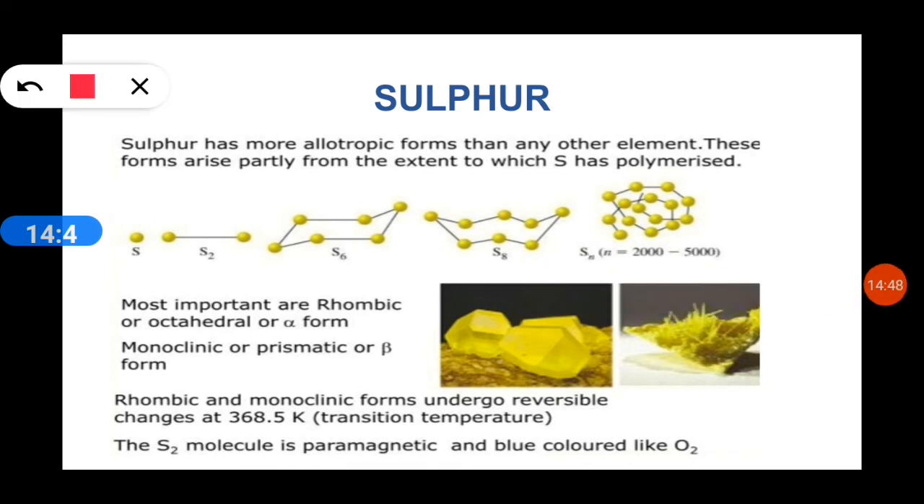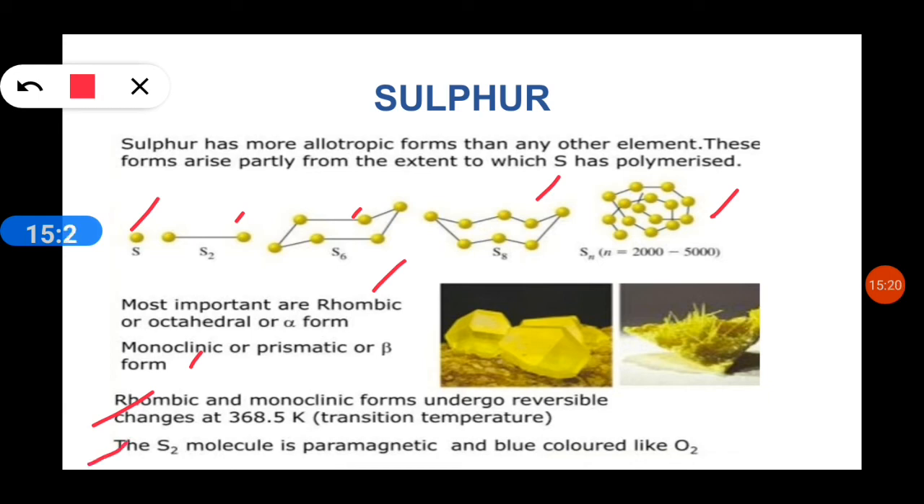It exists as S2, S6, S8 and Sn also. The two important allotropes of sulfur are rhombic and monoclinic sulfur. Rhombic form is more stable thermodynamically. Rhombic and monoclinic forms undergo reversible changes at 368.5 Kelvin, which is the transition temperature.